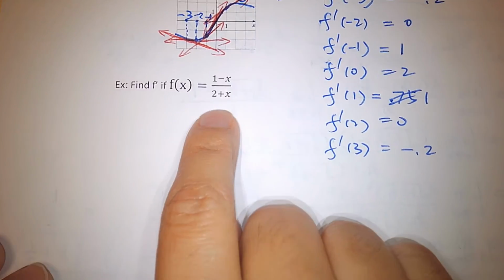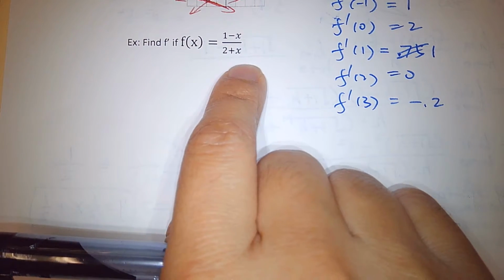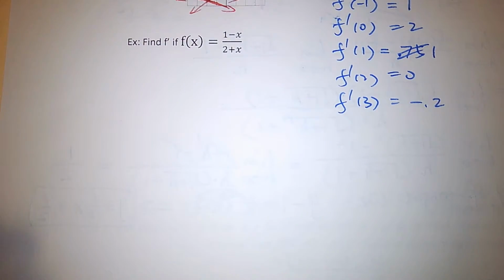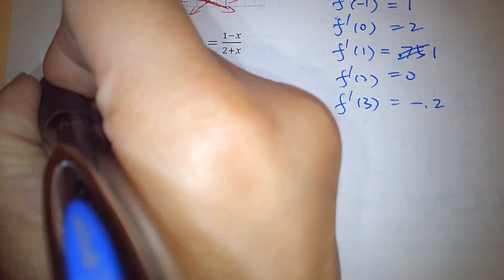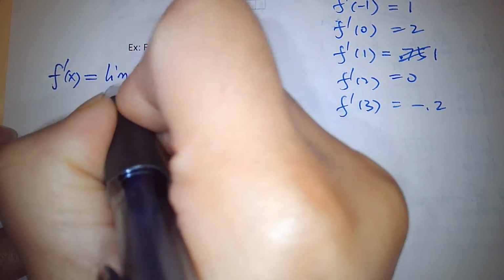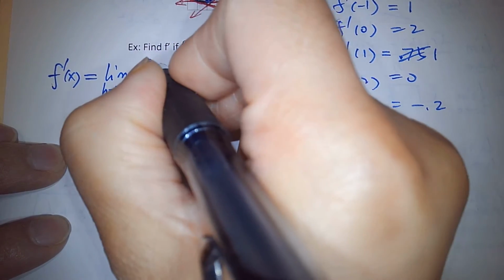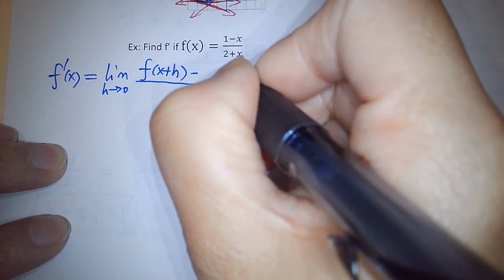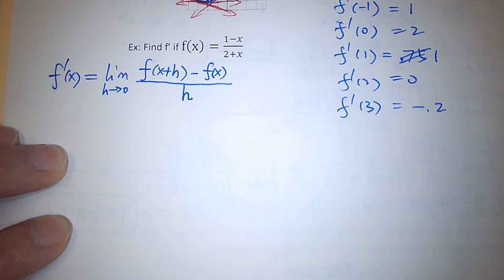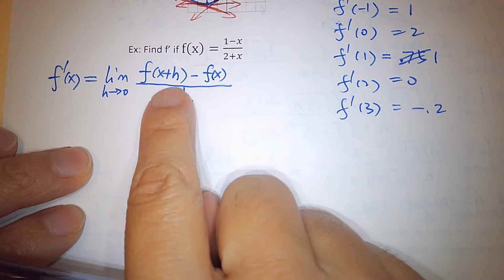All right, let's try this question together. This is not an easy question, it needs a lot of calculation. Find f prime if f of x is defined like this. Let's see how. Compute f prime of x by using the definition. What is the definition? The limit as h approaches 0 of f of x plus h minus f of x, divided by h. This is the definition, right? So what do we do next?